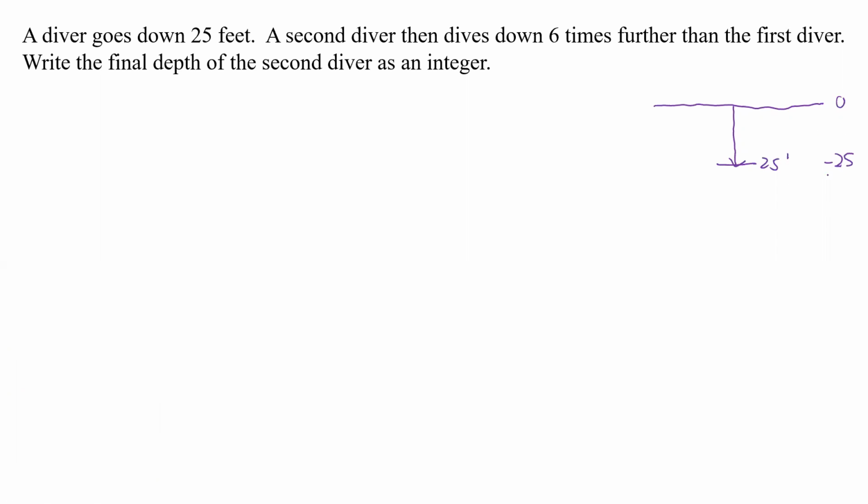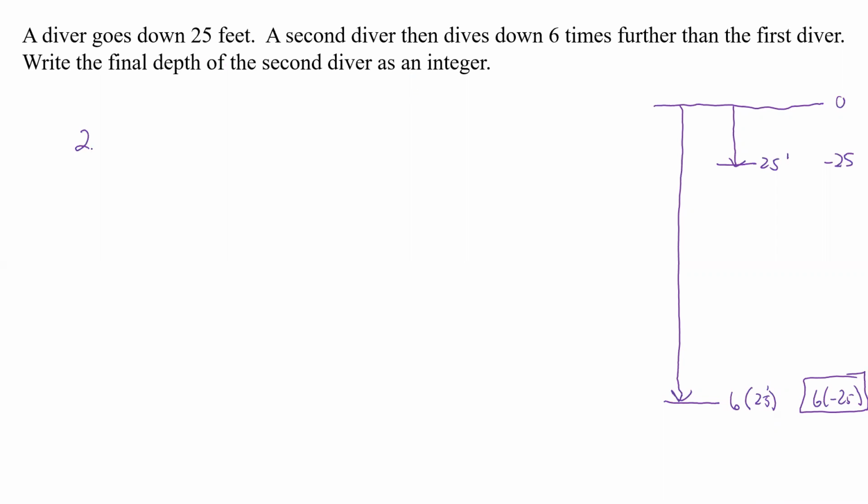Okay, so these are just kind of our units. Now it says the second diver then dives 6 times further than the first diver. So they go way down here. And this is going to be basically the 6 times the 25 feet. And so that's going to be 6 times a negative 25. Okay. And what we want to do is write the final depth of the diver as an integer. So all that means is we have to solve this problem.